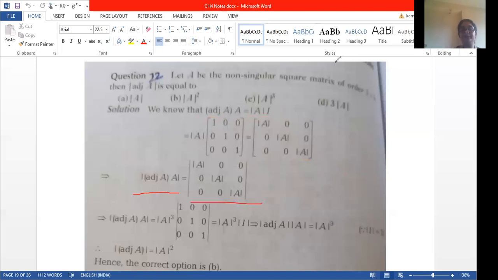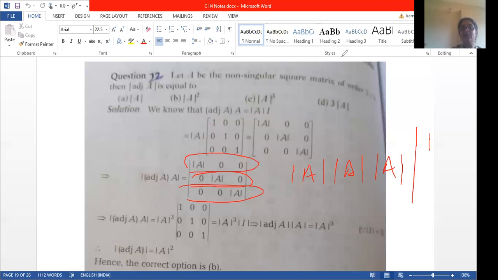Now just see, determinant of adjoint into A is equal to what? If you read the properties of determinants, the properties of matrices are different from those of determinants. From this first row, can we take determinant of A common? We have taken it common. Now from the second row again we can take determinant of A common. From the third row again we can take determinant of A common. And then what are we left with?